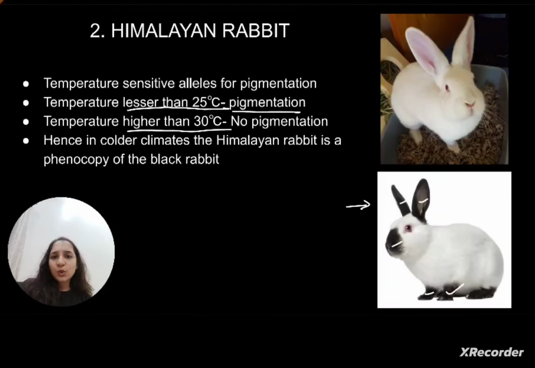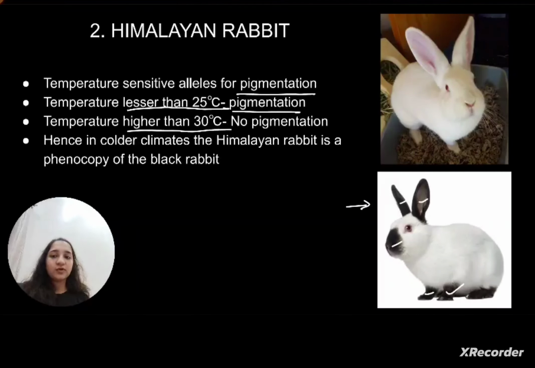So why is this so? There is a temperature sensitive allele for this particular pigment. There is a temperature sensitive allele for this pigmentation. So at higher temperatures, these temperature sensitive alleles are not coding for the pigment that they are coding at the lower temperature. So this is an example of phenocopy.